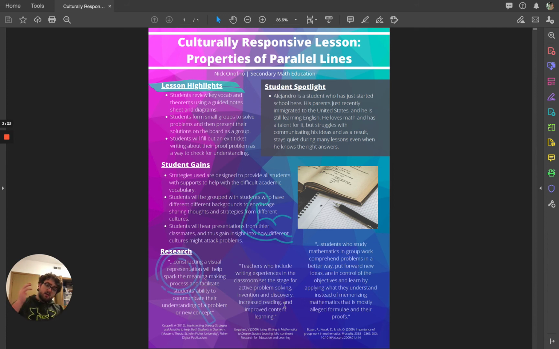For my student spotlight, I focused on Alejandro. He just recently moved to the United States, and he is still learning English. He loves math, and he has a lot of talent in it, but he struggles with communicating his ideas, and because of this, he's pretty quiet during lessons. This lesson was specifically designed to get quiet people outside of their shell and to help English language learners have experience with other students.